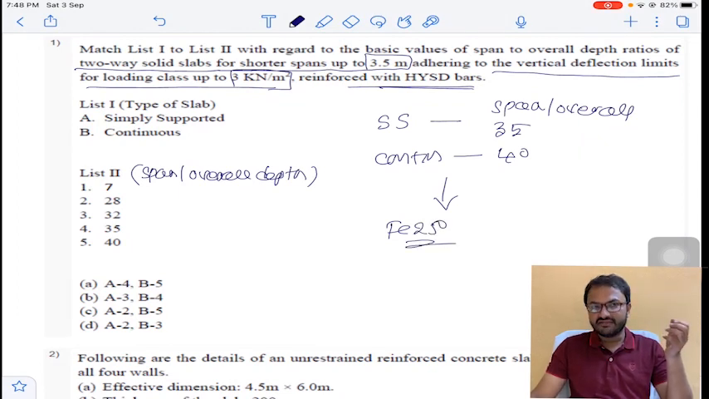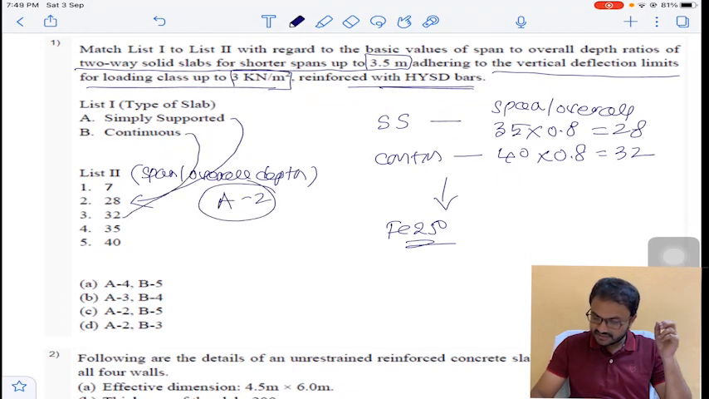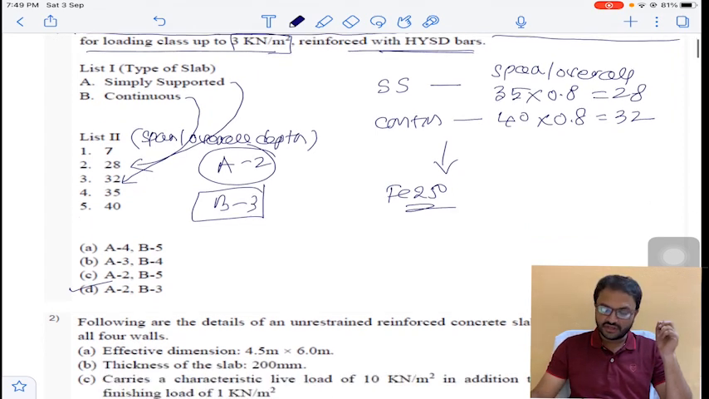Okay. Now he has given in the problem that the reinforcing bars are high yield deformed bars. So if we are intended to use high yield deformed bars, this span to overall depth ratio has to be multiplied by 0.8. Then this will become 28. 40 into 0.8 will become 32. So for simply supported it is 28, so it is A2, and for continuous it is 32, so it is B3. So A2, B3. So for question number 1, answer D. Clear? These ratios are very important.